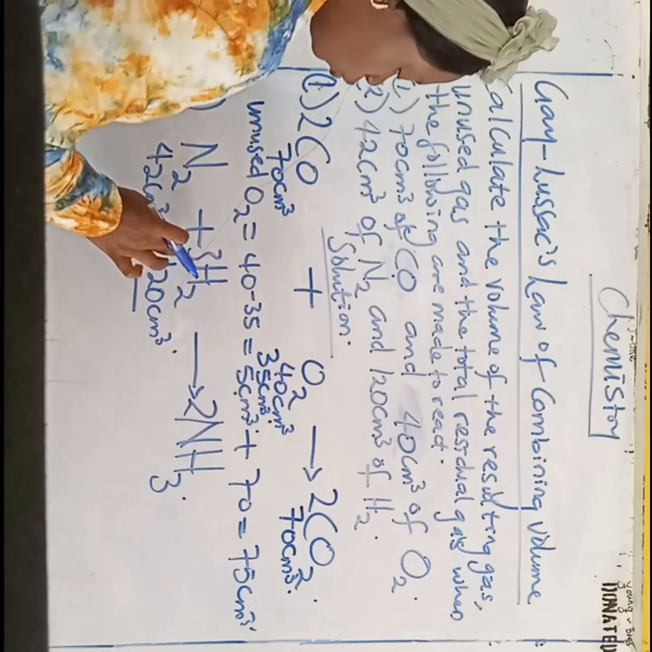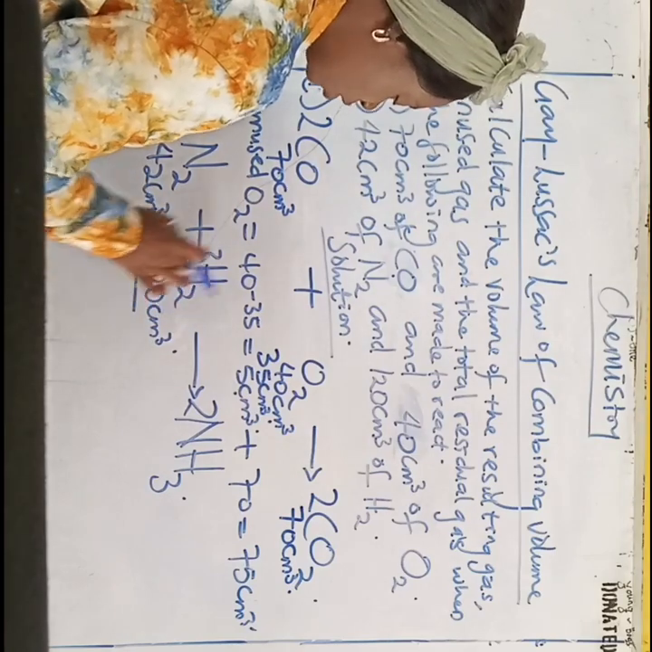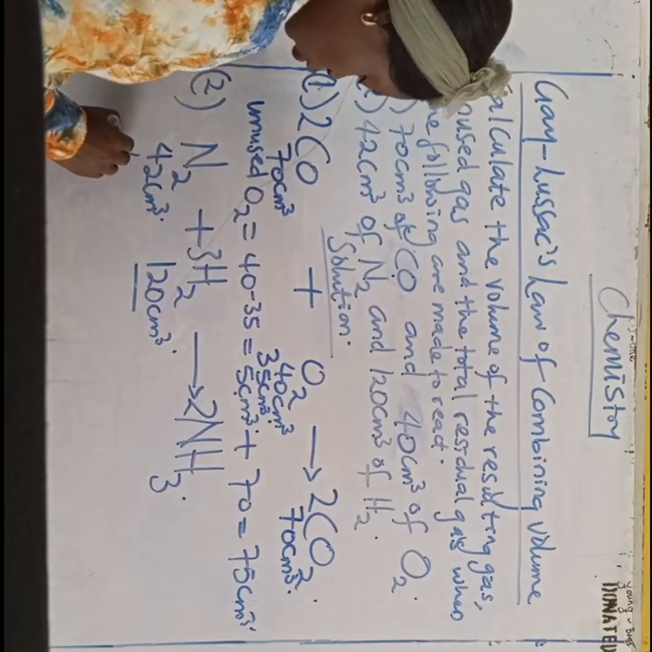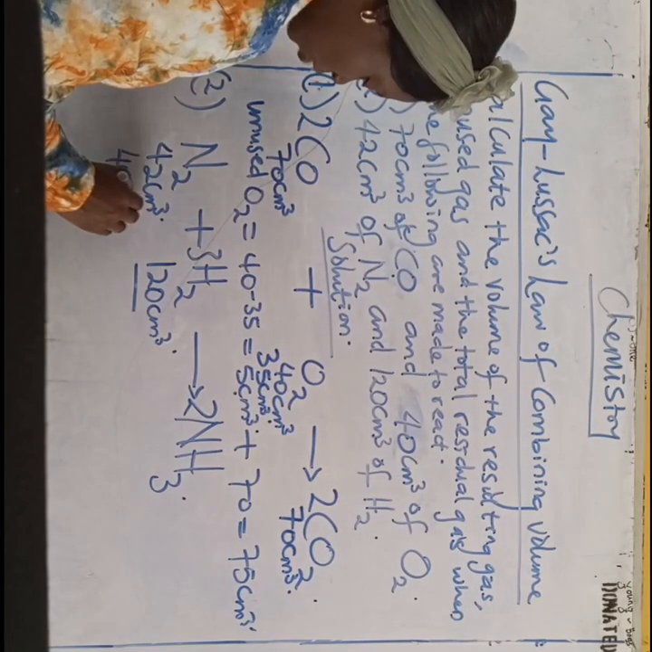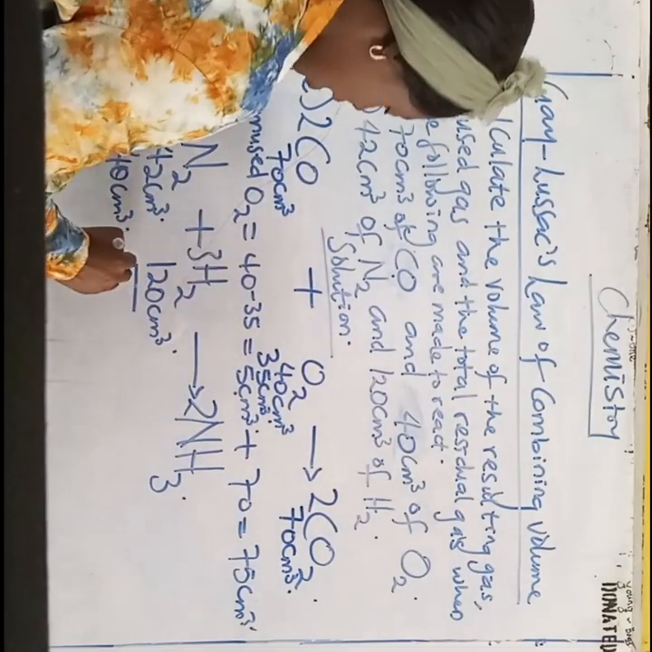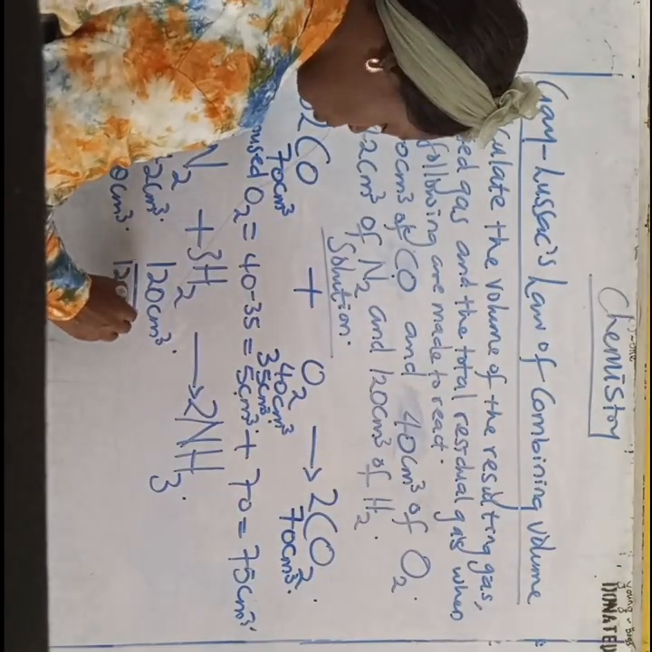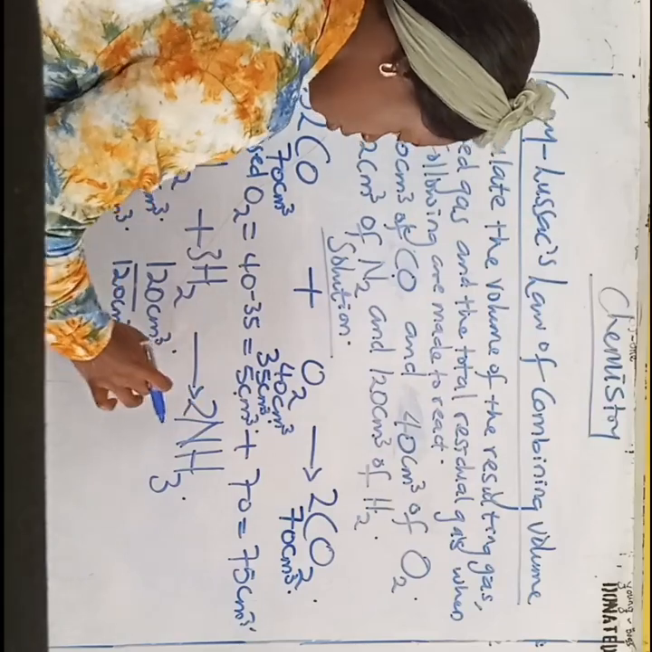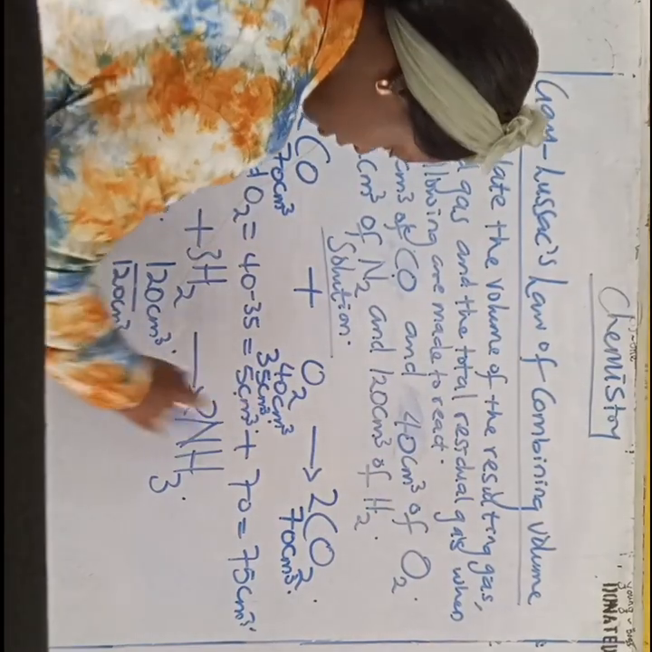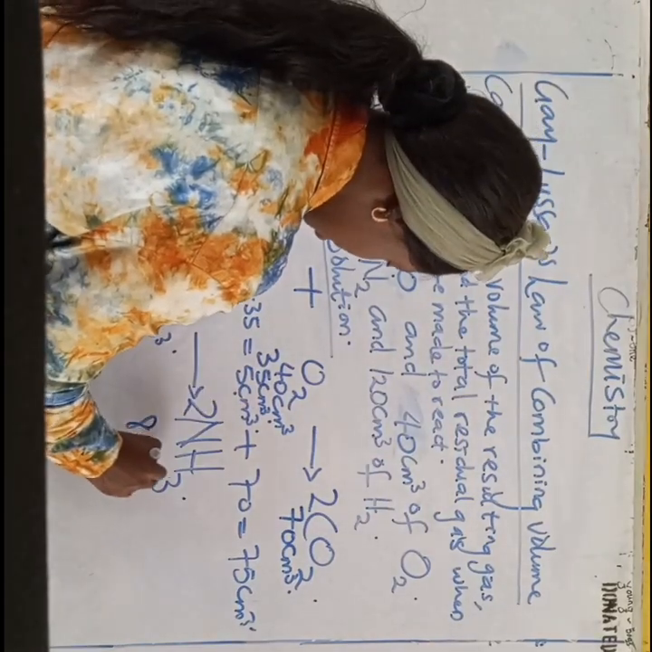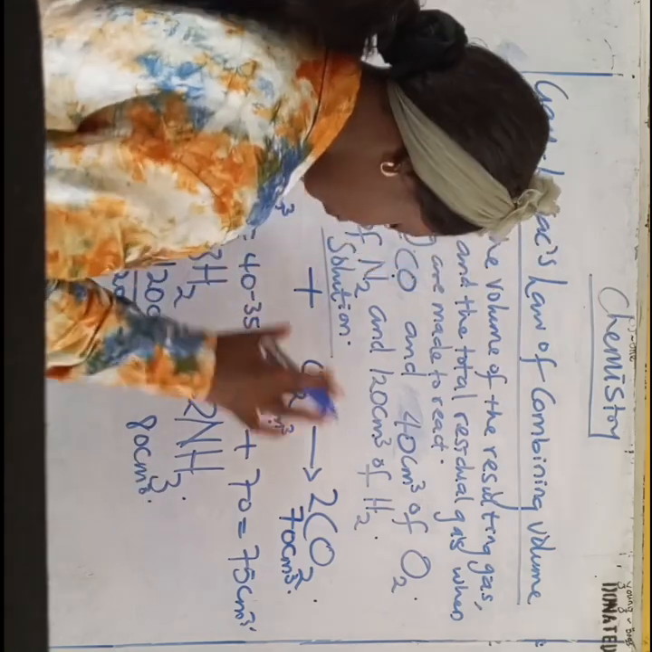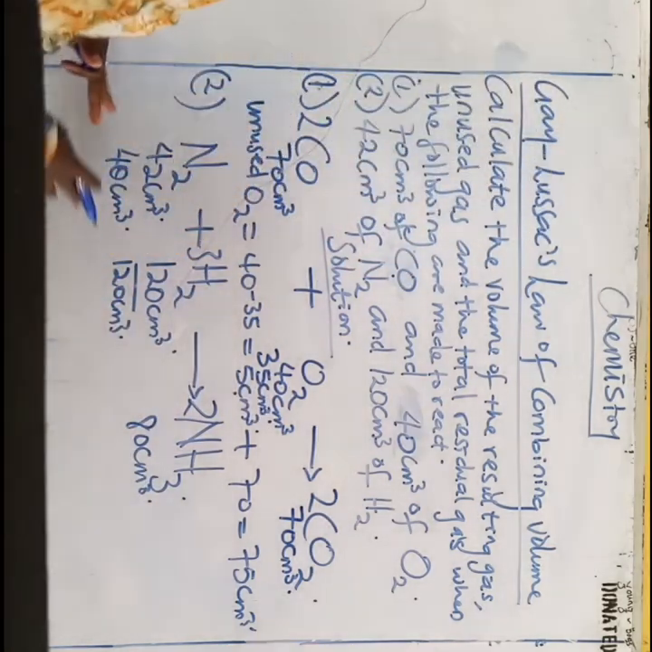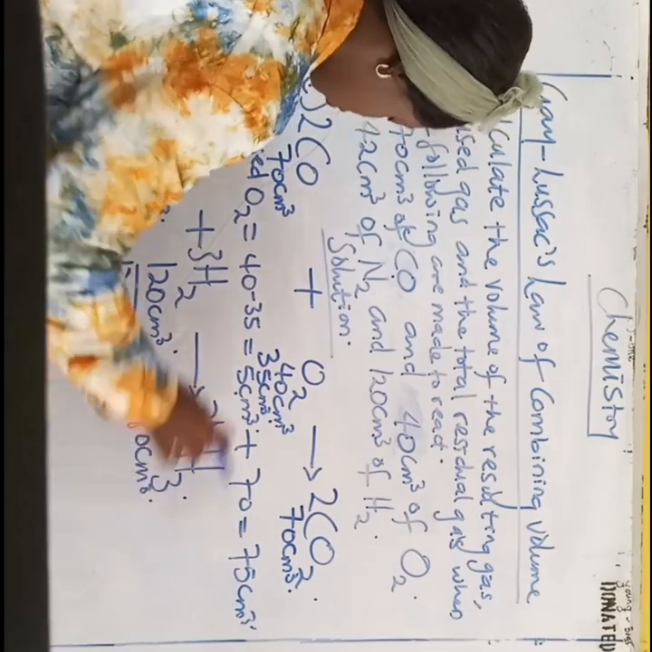So I'm going to say hydrogen now. 120 divided by 3 will give me 40. So that means 1 mole is going to be 40 cm³ that actually reacted. So here I still have my 120 cm³. The resulting gas here, what do I have? For 1 mole is 40, so 40 times 2 will give me 80 cm³. Just follow me gently. If you understand this concept, you are not going to have issues with it. So now my resulting gas is 80 cm³.